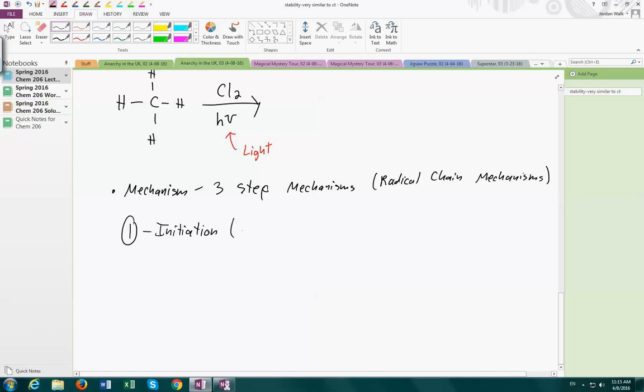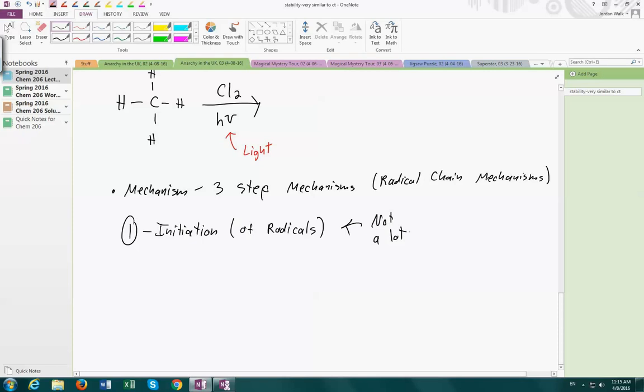The initiation word is referring to radicals, right? So it's going to be the initiation of radicals. If we're going to do this reaction, we have to generate some radicals somewhere, and this is pretty much where that happens. This doesn't have to happen a lot, because the next step doesn't really use up the radicals, it regenerates radicals. So we'll see that in a second. Not a lot of this has to happen, but a little has to happen.